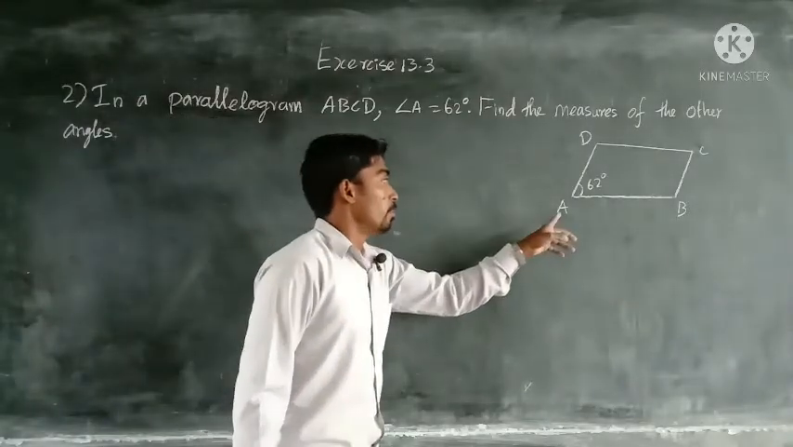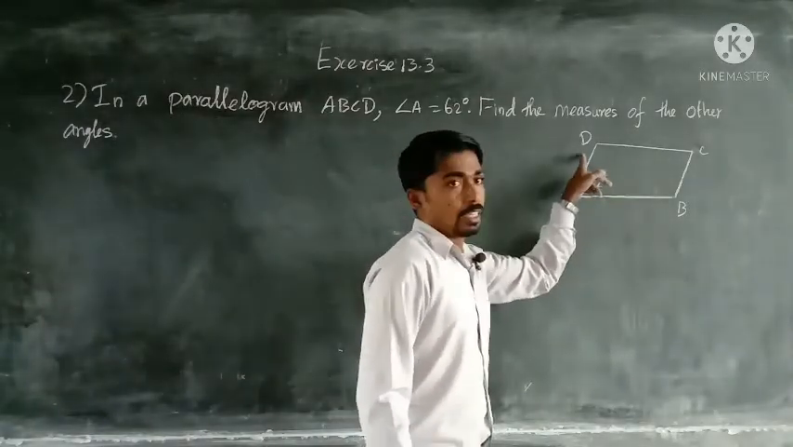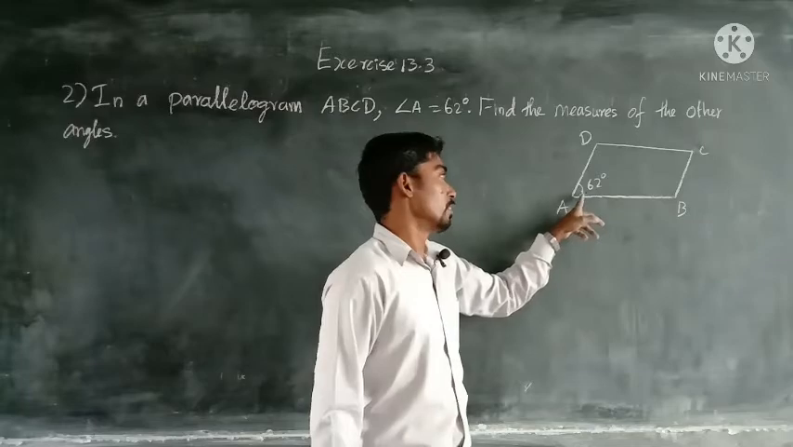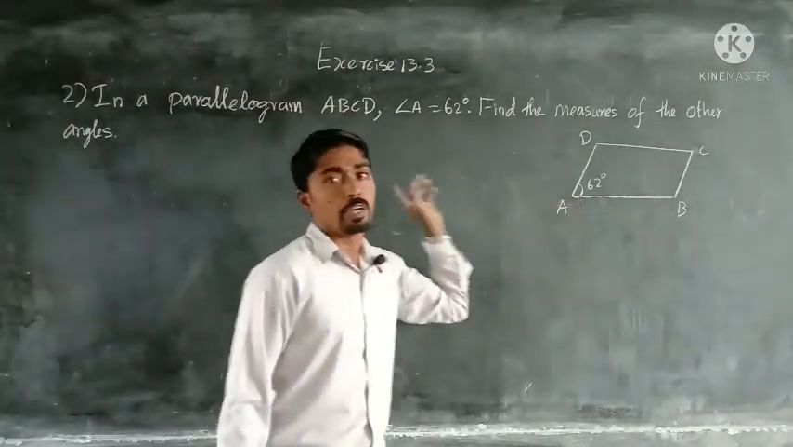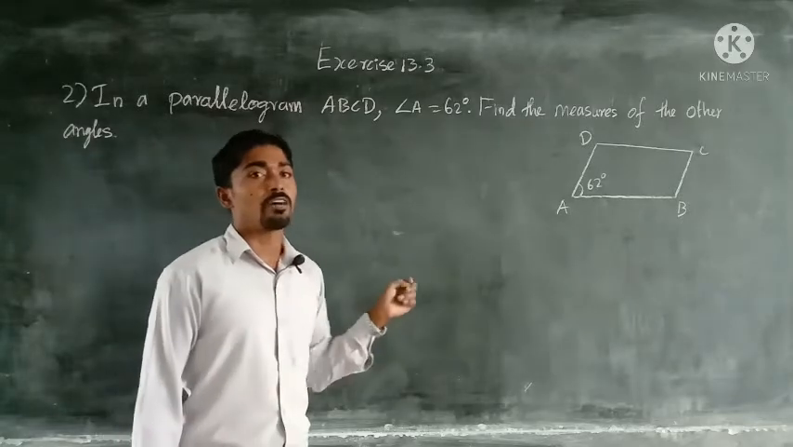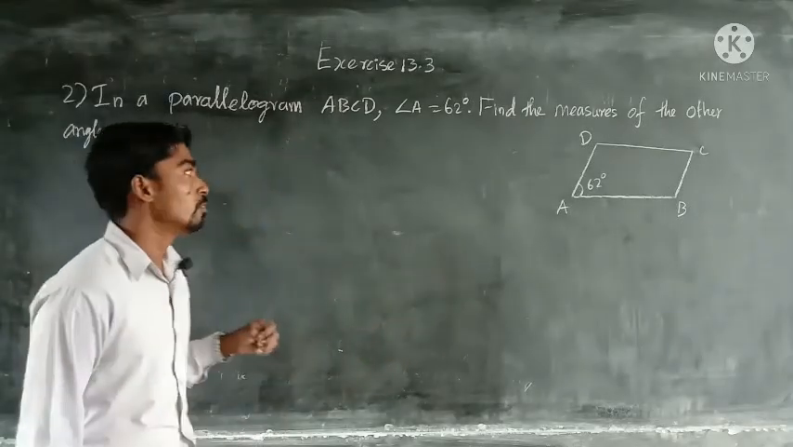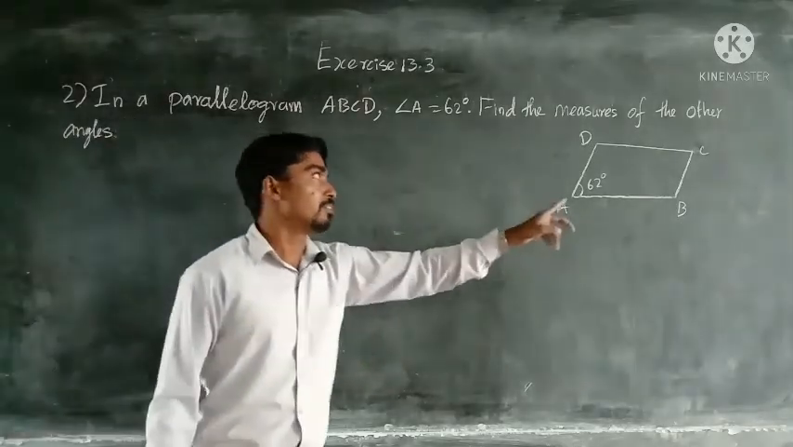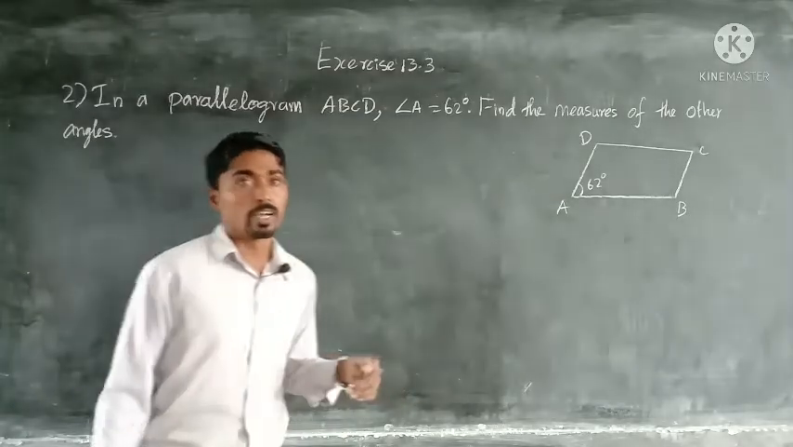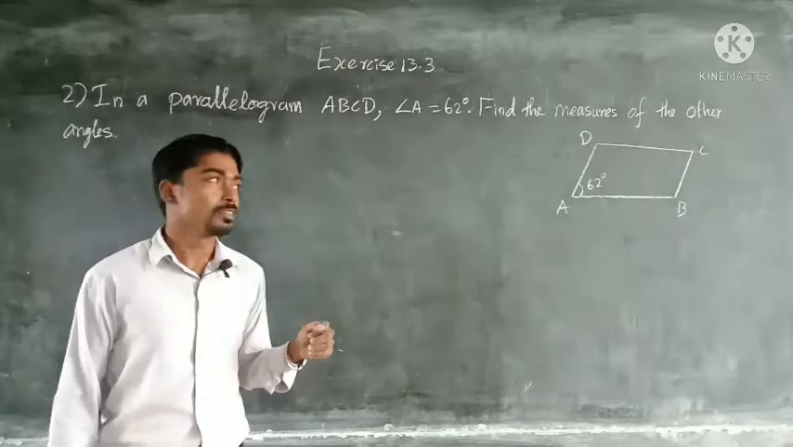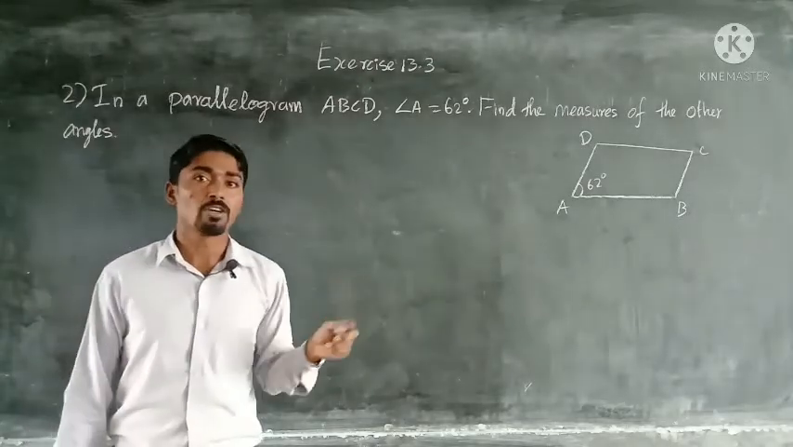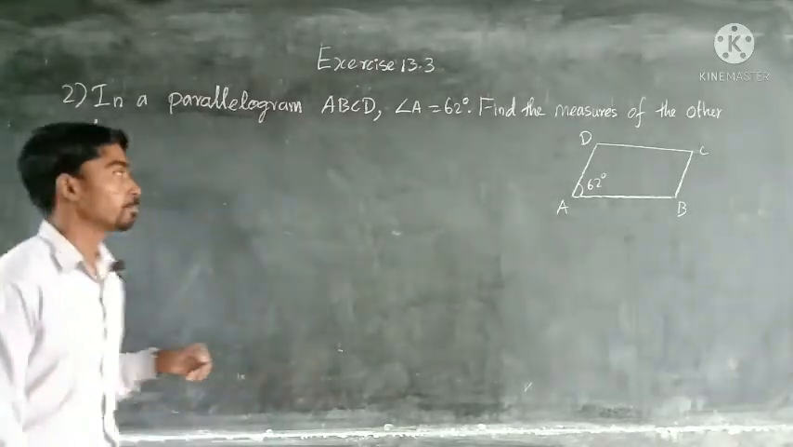In a parallelogram ABCD, angle A is given, that is 62 degree. By using this angle, we are going to find the measures of the other angles. Since ABCD is a parallelogram, we know a property of a parallelogram. Adjacent angles of a parallelogram are supplementary.